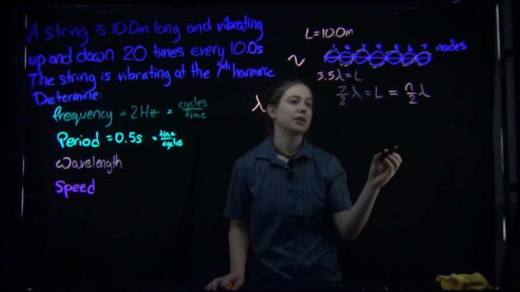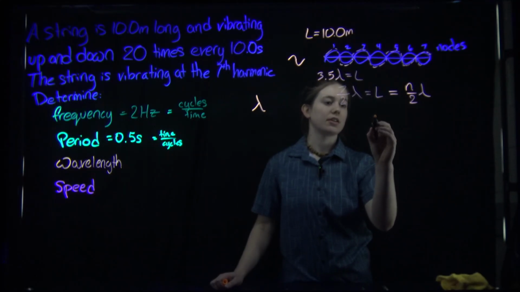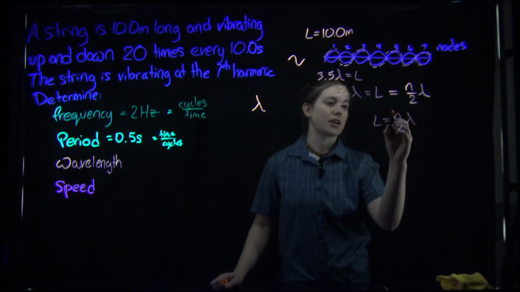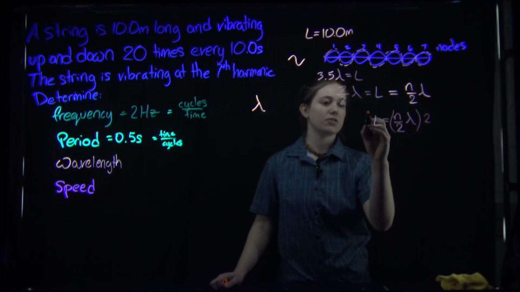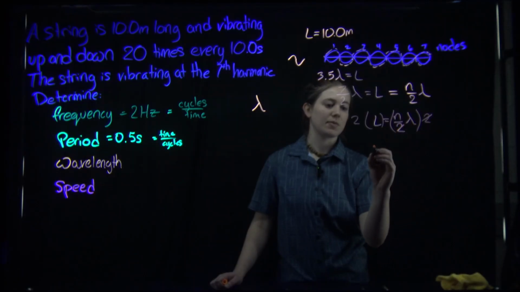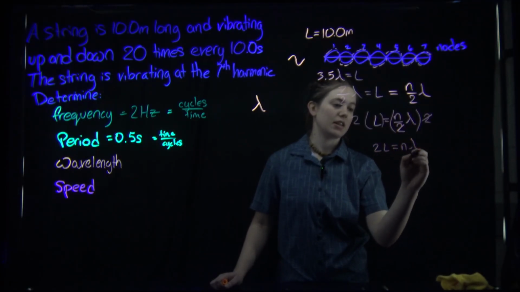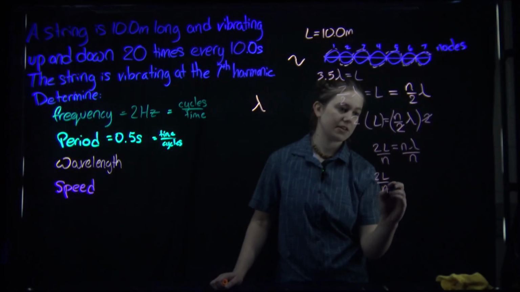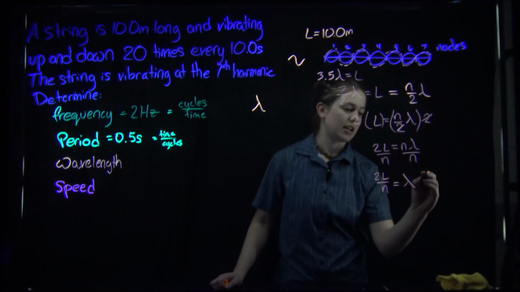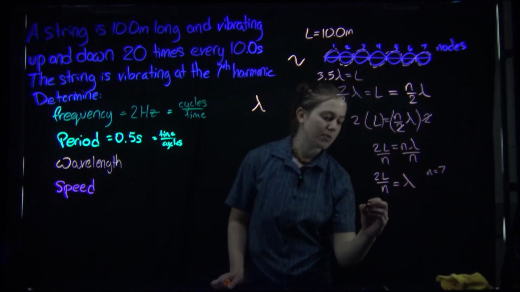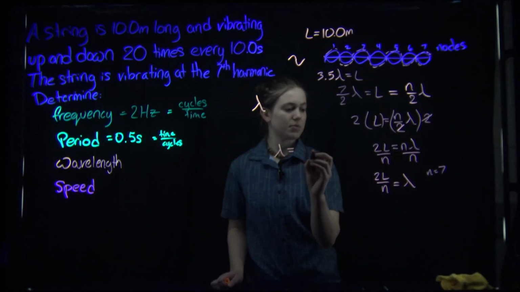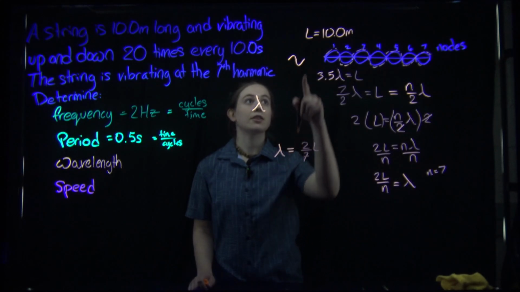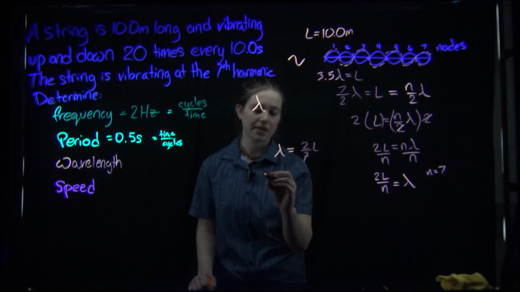So let's solve this for lambda. So we're gonna have L equals n over 2 times lambda. We are gonna multiply both sides by 2. And we've got 2L is equal to n lambda. Now we can divide by n. So we've got 2L over n is equal to lambda, and n equals 7. So lambda is equal to 2/7 L.